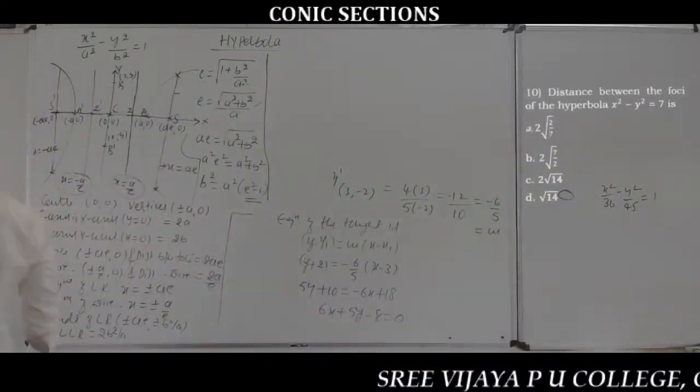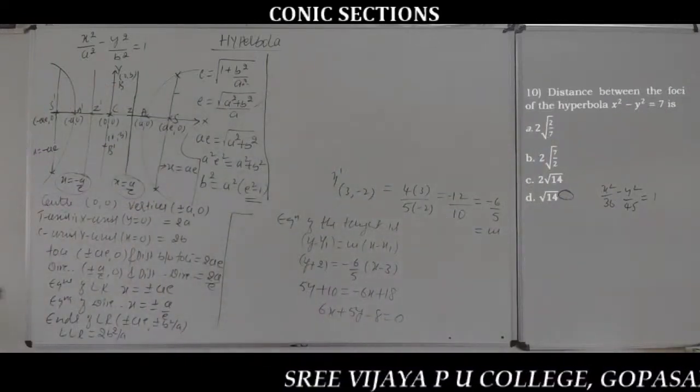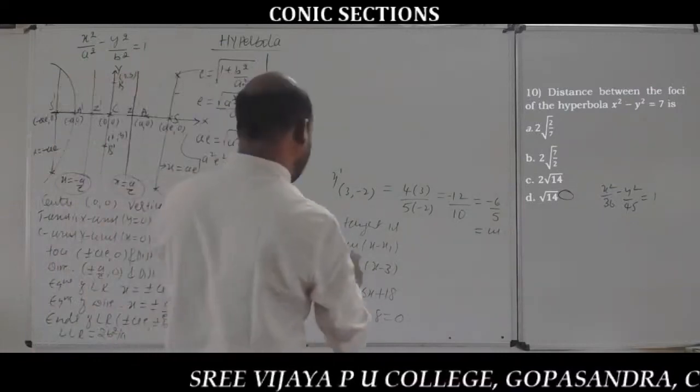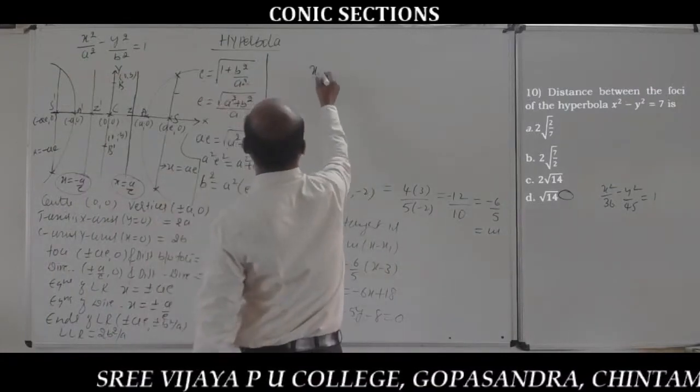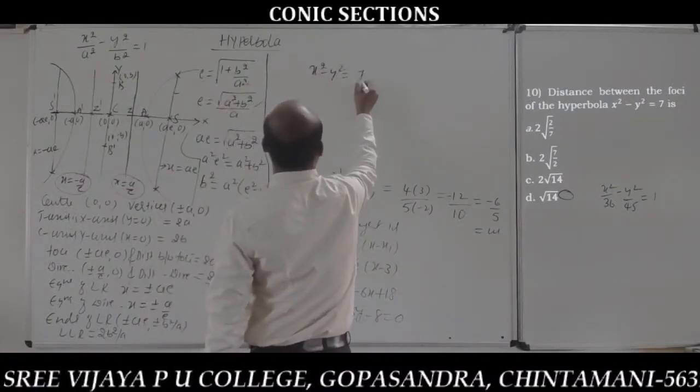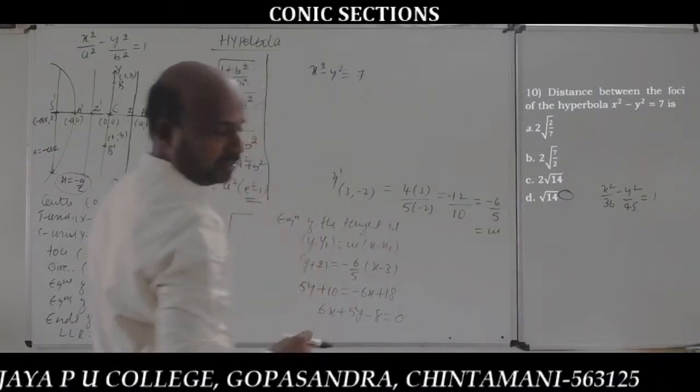Distance between the foci of the hyperbola. Distance between the foci of the hyperbola x square minus y square, a rectangular hyperbola, x square minus y square is equal to 7.